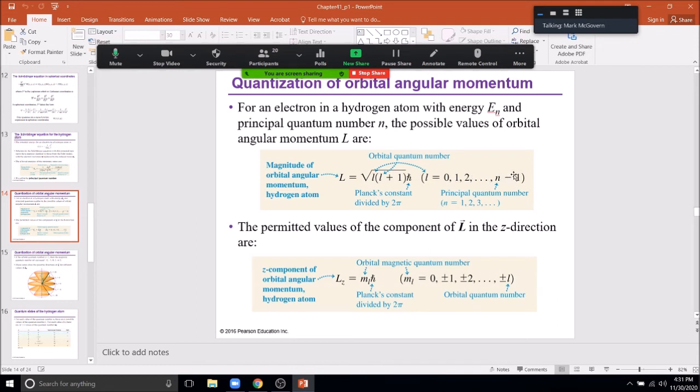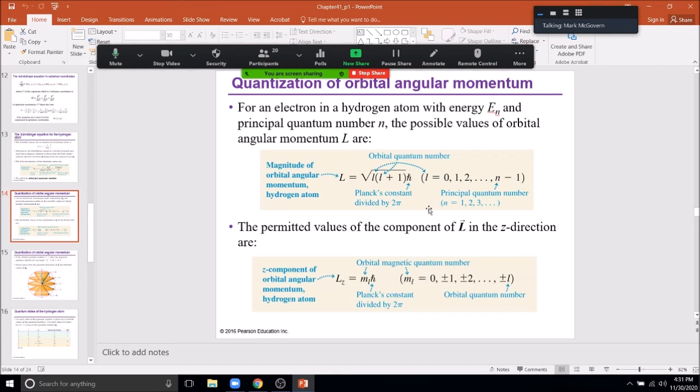So, for example, if n equals, say, 1, then L has a value of 0. So you just have hydrogen and helium. If n is 2, L can have values of 0 and 1, which would correspond to the second row there of the periodic table.